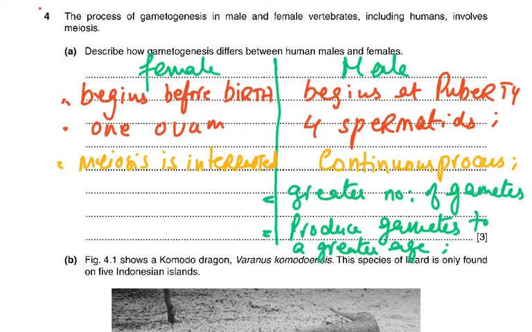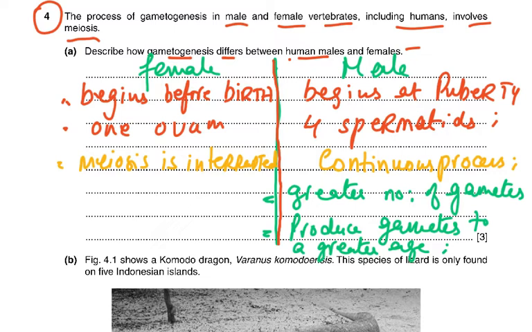Starting with question 4: the process of gametogenesis in male and female vertebrates, including humans, involves meiosis. Describe how gametogenesis differs between the human male and the female. I just drew a line in between and I'm giving you the differences. You can do that; it doesn't say anywhere that you can't draw a line. So, in females it begins before birth, and in males it begins at puberty.